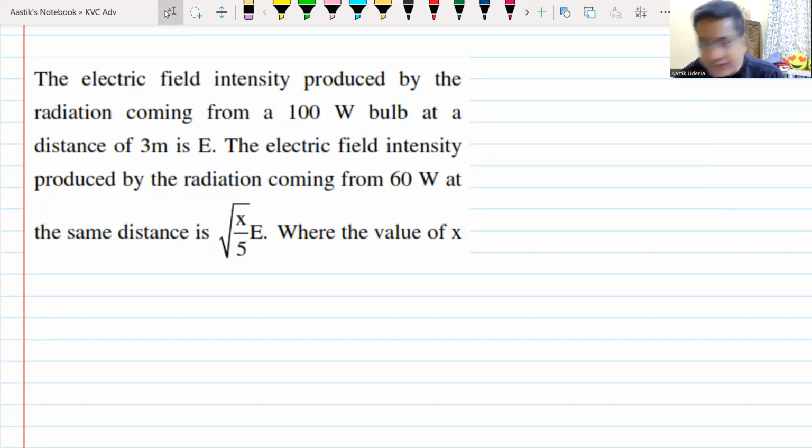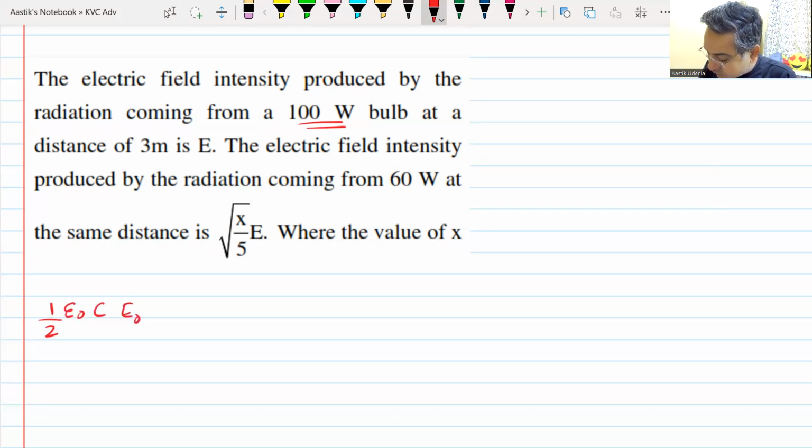Here the efficiency is not given, so we will assume that the efficiency will be 100%. Do we understand this? Yes. Now the electric field intensity produced by a 100-watt bulb, the intensity is half epsilon naught C into E naught square, and that will be equal to power divided by 4 pi R square. Yes or no? Assuming it to be 100% efficient. Yes, sir.